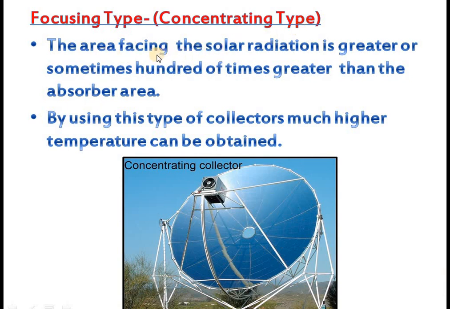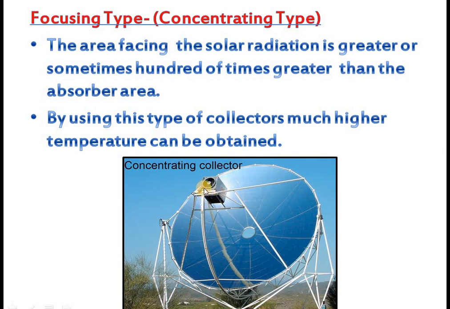Here, the area facing the solar radiation is greater, sometimes 100 times greater than the absorber area. I will explain it. Here, this is the collector area. You can see a round shaped structure. This is a parabolic reflector, just like a dish antenna, but the surface is highly reflecting, a mirror-like structure. You can see it is reflecting, and the light gets focused, just like what happens in a torch lamp, or you can compare it with a television dish antenna.